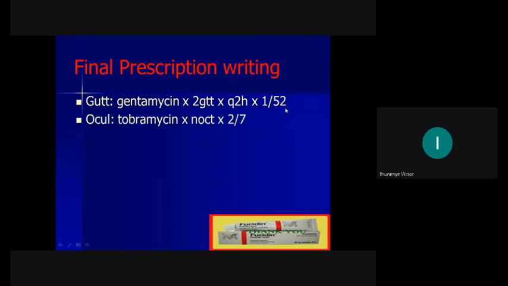It's simple. So now the next one is ocul. Like I told you, ocul means oculentum, for ointment. So you see ocul ointment, it means tobramycin ointment. Noct means night, at night or at bedtime. For how many days? For 2 days. 2/7, 7 means days. So for 2 days.